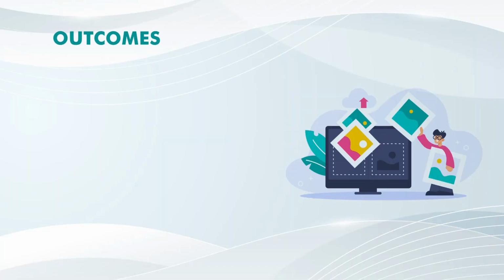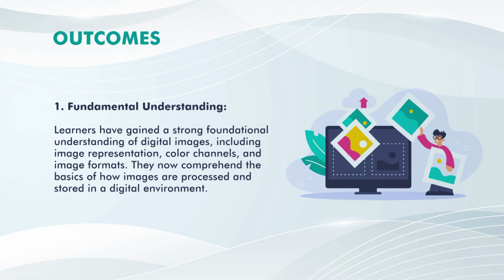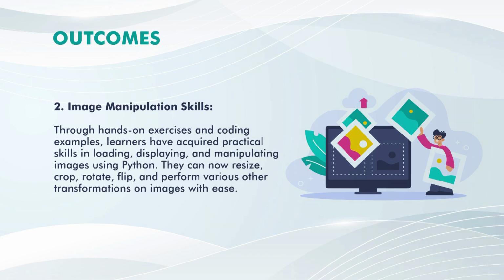What are the outcomes? First, fundamental understanding. Learners have gained a strong fundamental understanding of digital images, including image representation, color channels and image formats. They now comprehend the basics of how images are processed and stored in a digital environment. Second, image manipulation skills. Through hands-on exercises and coding examples, learners have acquired practical skills in loading, displaying and manipulating images using Python. They can now resize, crop, rotate, flip and perform various other transformations on images with ease.